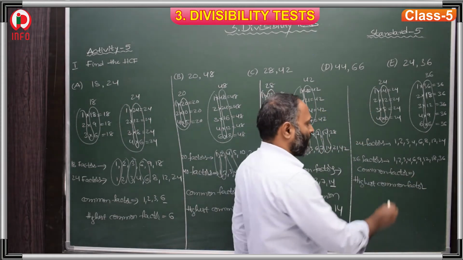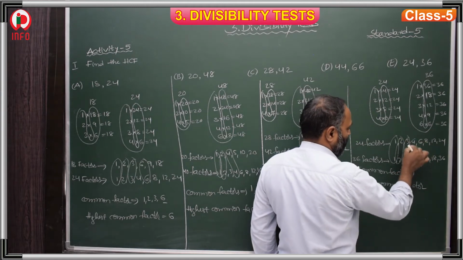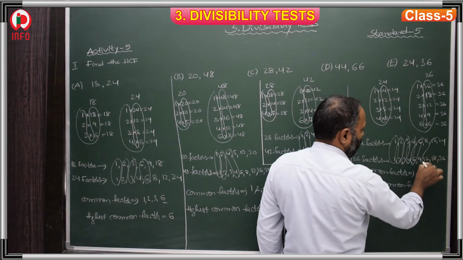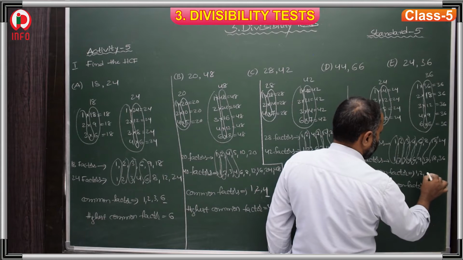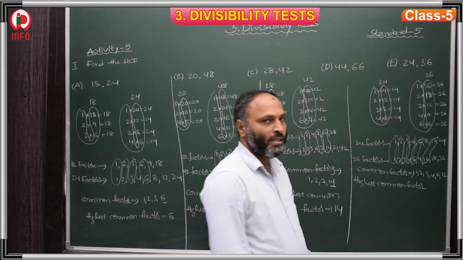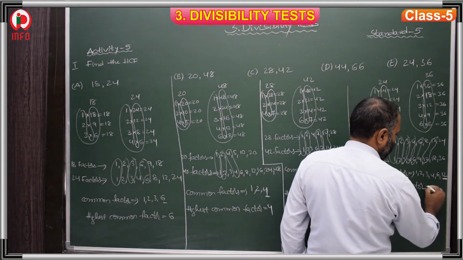What are the common factors? 1 is a common factor, 2 is a common factor, 3 is a common factor, 4 is a common factor, 6 is a common factor, and 12 is a common factor. So 1, 2, 3, 4, 6, 12. In this, what is the highest common factor? That is 12.